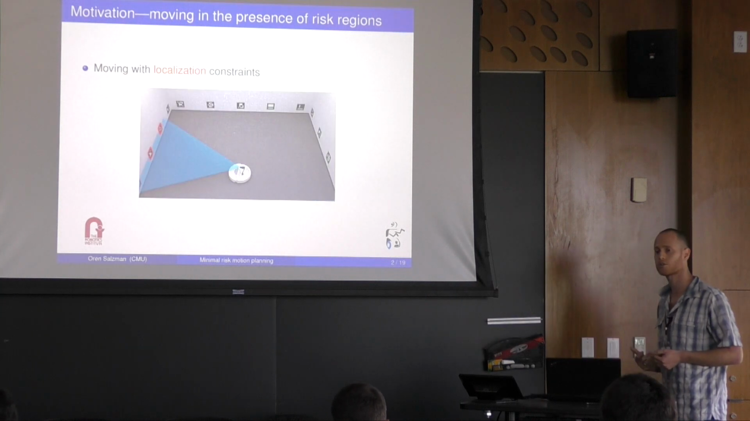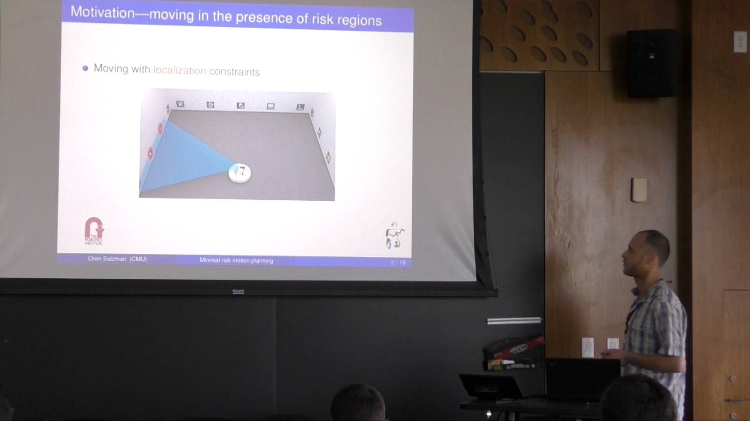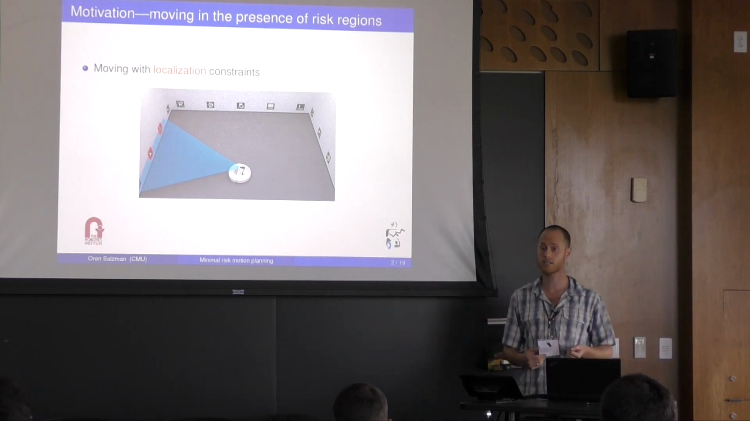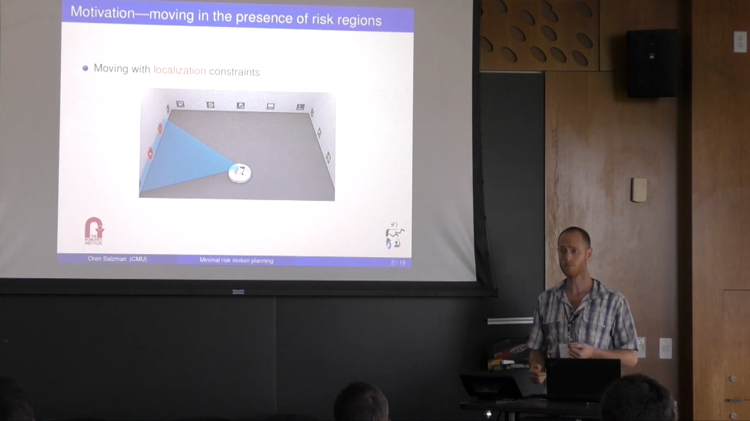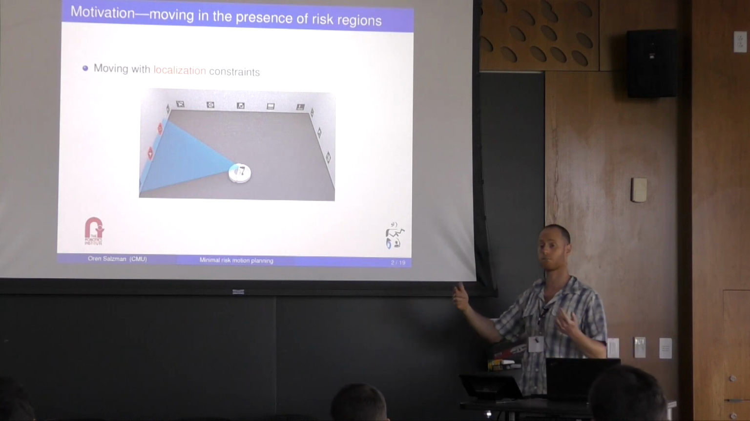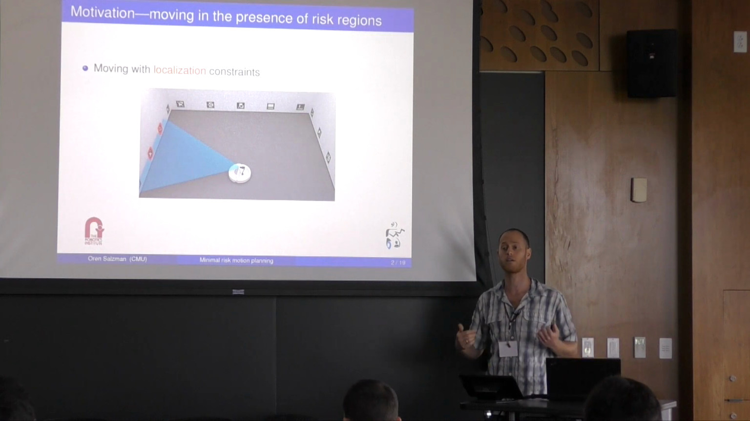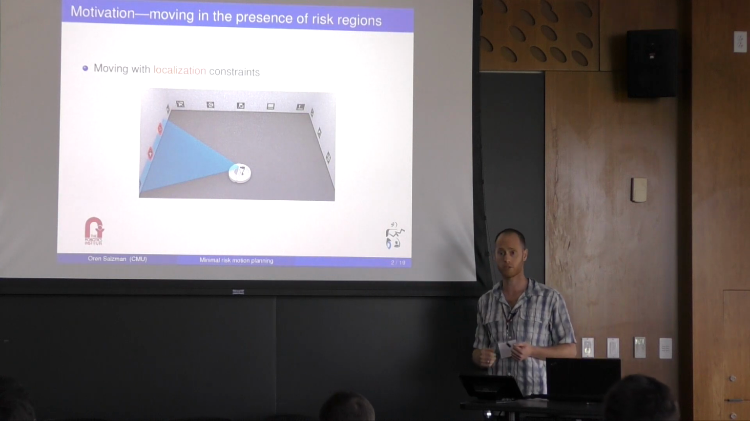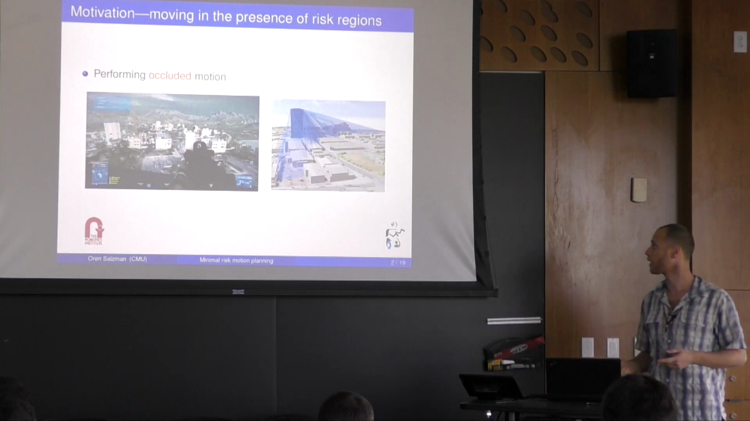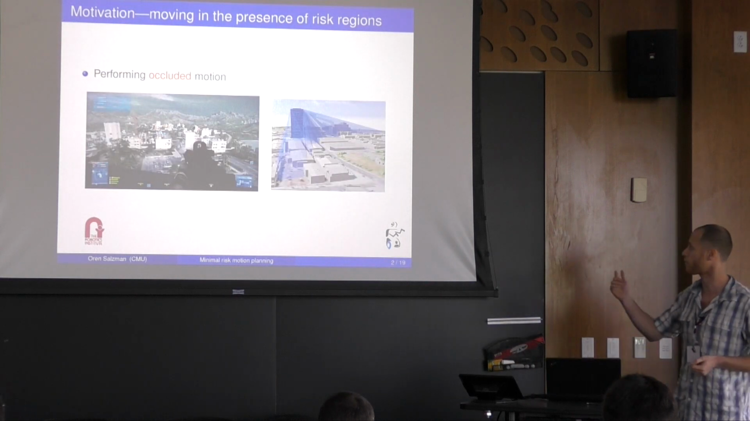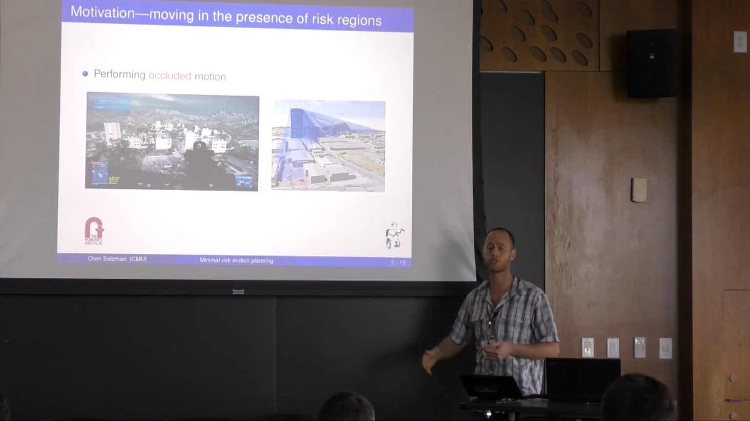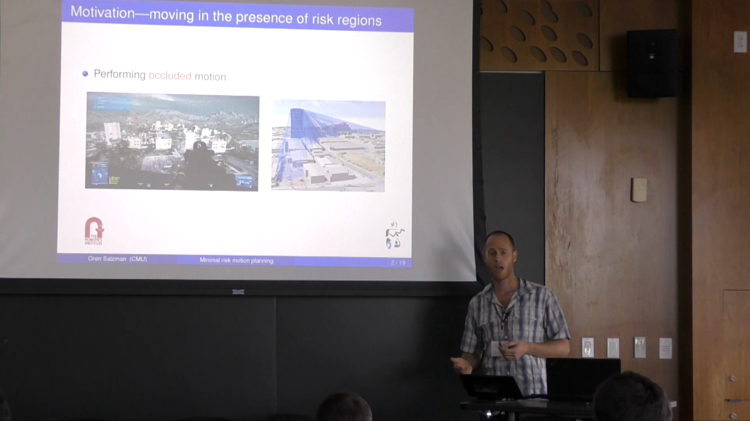Now, these risk regions are not confined to this specific example. Think of a robot that needs to continuously localize itself, so it has landmarks. We want it to plan a motion while being visible to these landmarks, and we want to penalize it when it's not visible to the landmarks. A somewhat complementary case is where we want to plan for occluded motion. So we have some threat, say a sniper at the top of a building, and we want to plan an occluded motion from point A to point B.